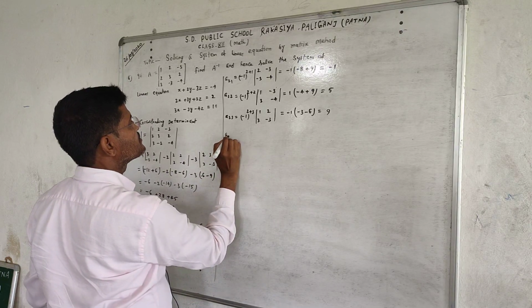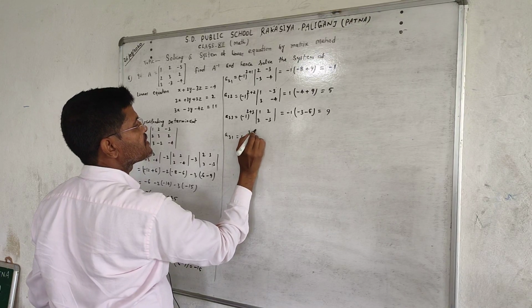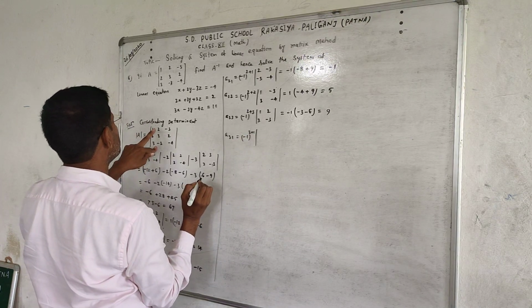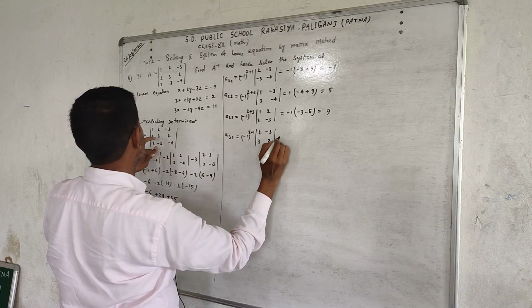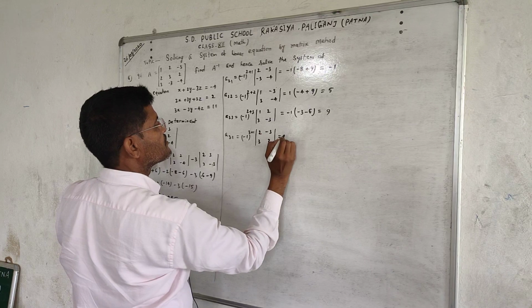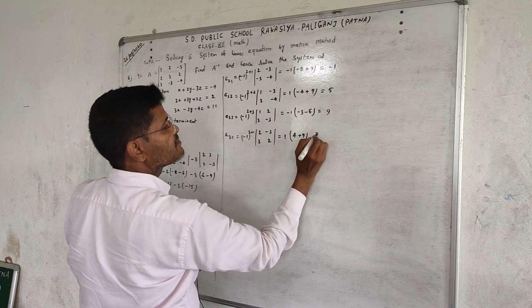Here A31 is equal to (-1) to the power 3+1, and its corresponding determinant is |2 -3; 3 2|, which is equal to 4 + 9, that means 13.